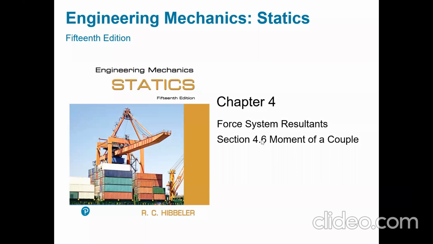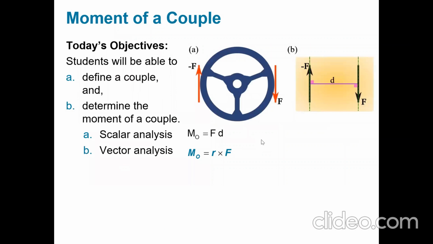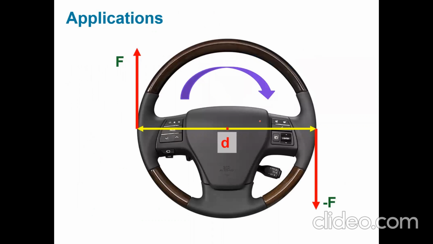So it's going to be section 4.6, which is about the moment of a couple. Today's objective: the students will be able to define what a couple is, and determine the moment of a couple in scalar and then in vector analysis. So, applications of couple moment.